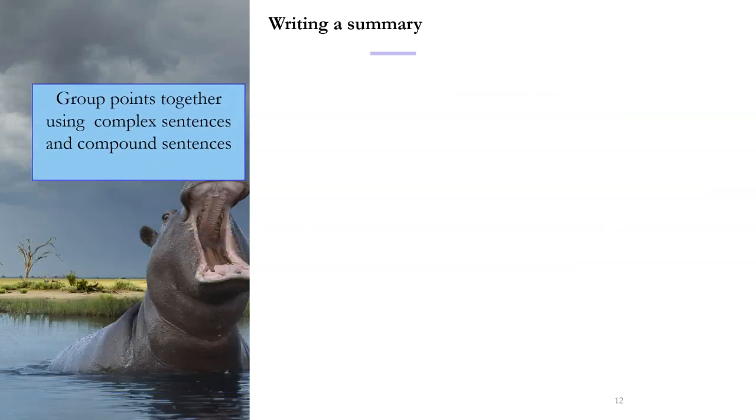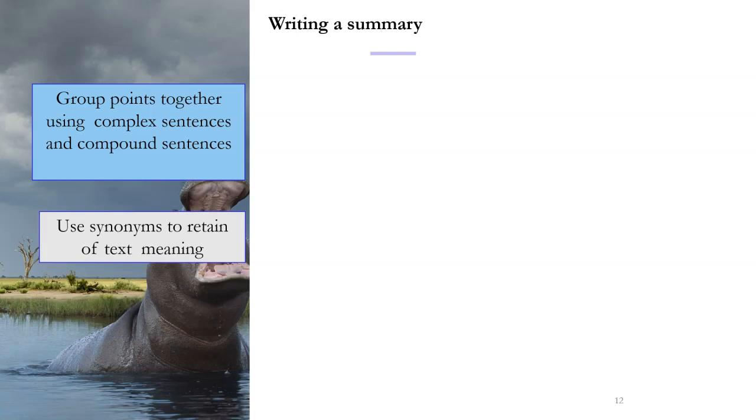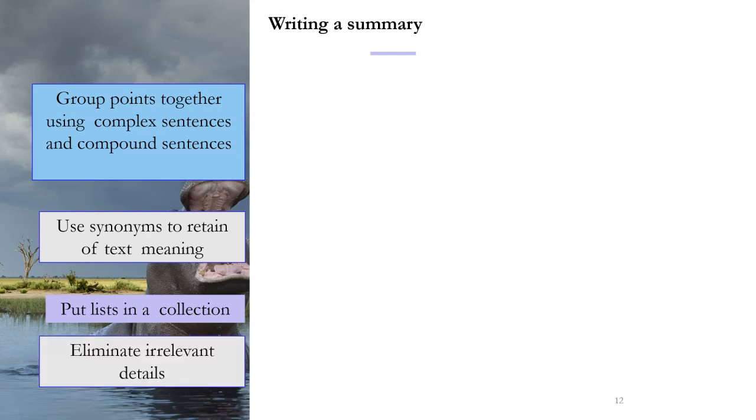First, you need to group points together using complex sentences or compound sentences. Use synonyms to retain the meaning of the text. Put lists in a collection. Eliminate irrelevant details like adjectives that give descriptions, examples, and anecdotes. Take all this irrelevant information out and stick to your main points.